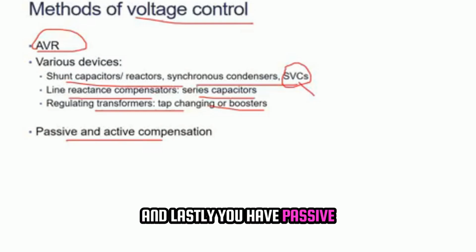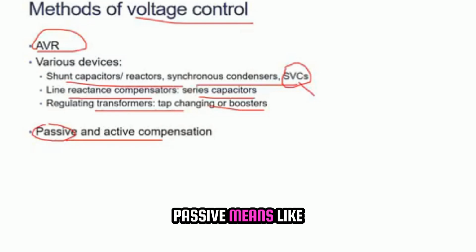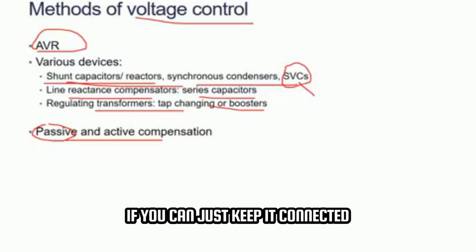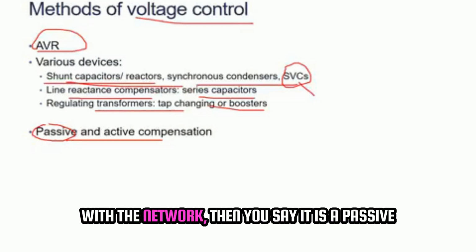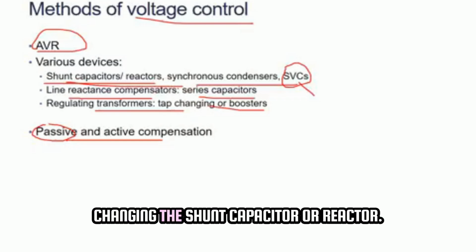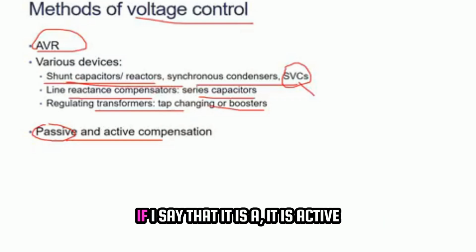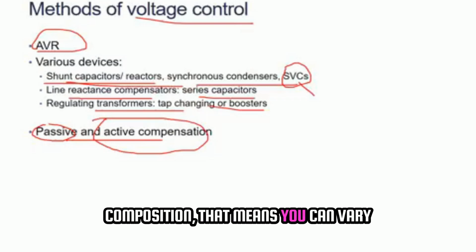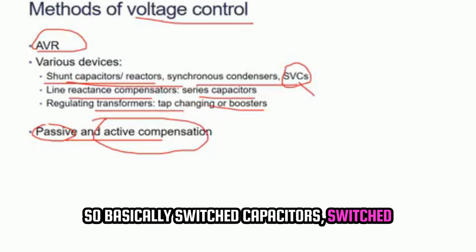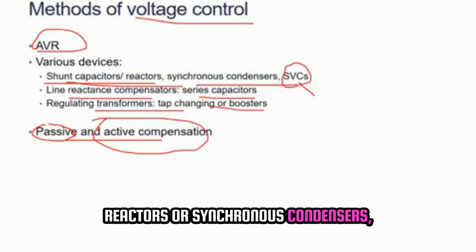And lastly, you have passive and active compensation. It is mostly the other categorization: passive and active compensation. Passive means shunt capacitor and shunt reactors. If you can just keep it connected with the network, then you say it is a passive compensation because you are not changing the shunt capacitor or reactor. If I say that it is active compensation, that means you can vary the capacitors, vary the reactor. So basically switched capacitors, switched reactors, or synchronous condensers.